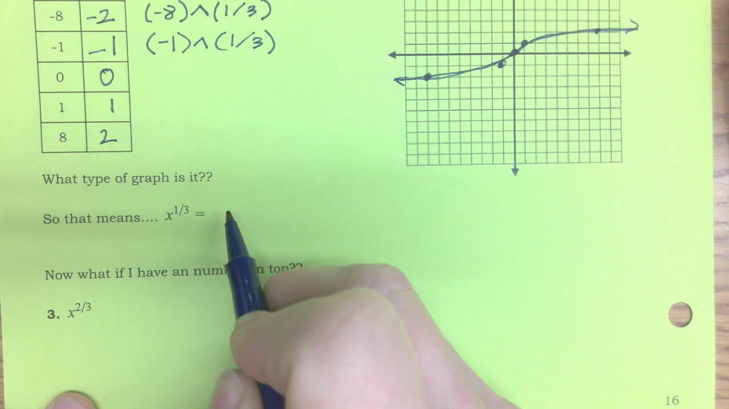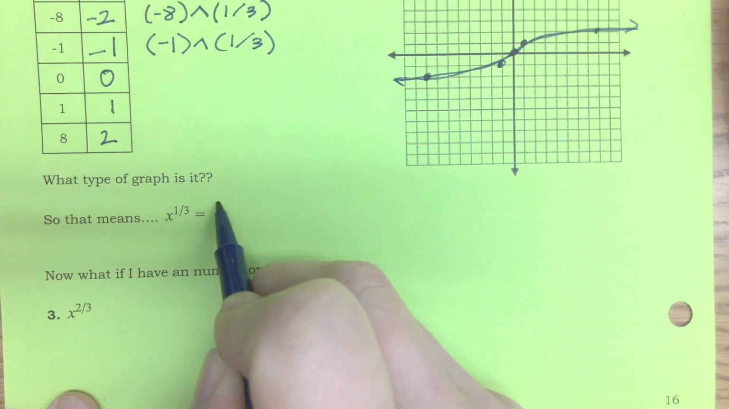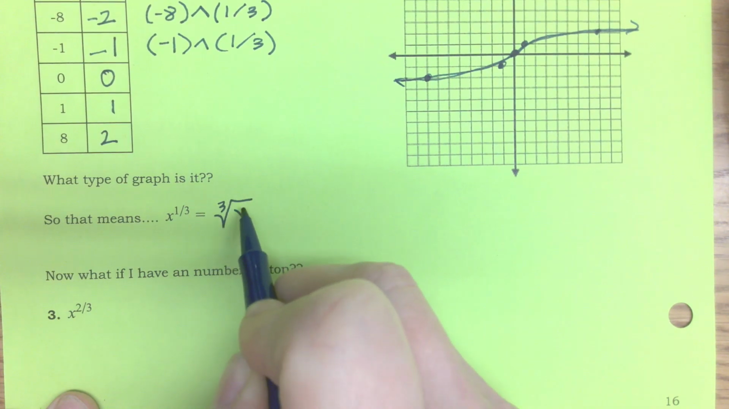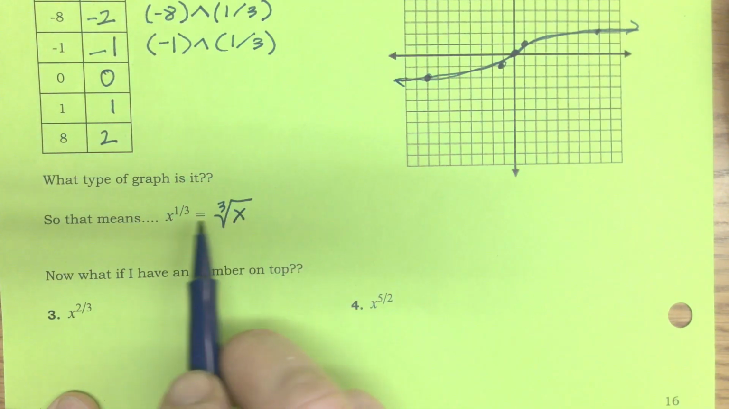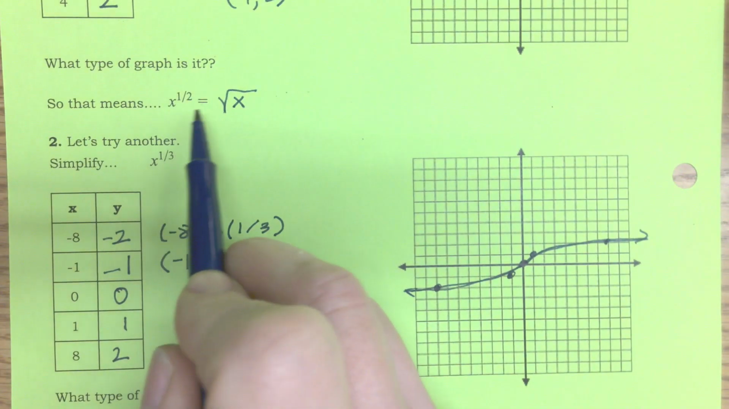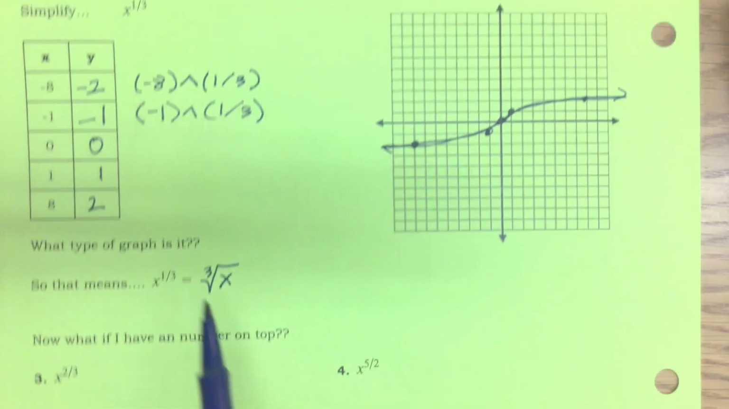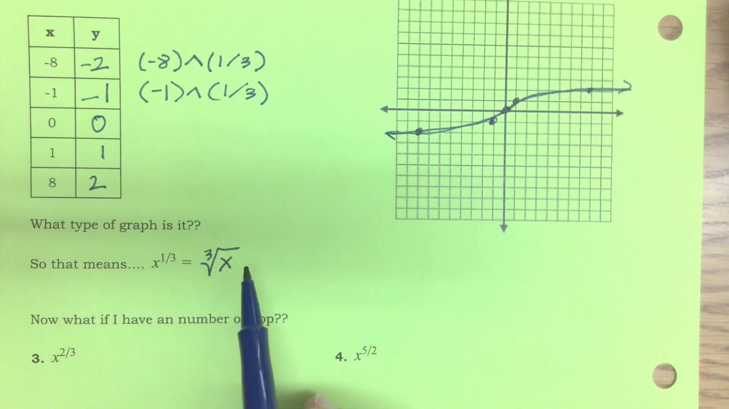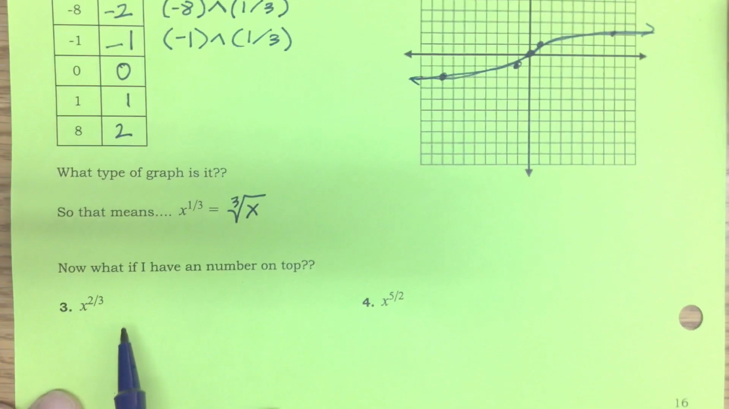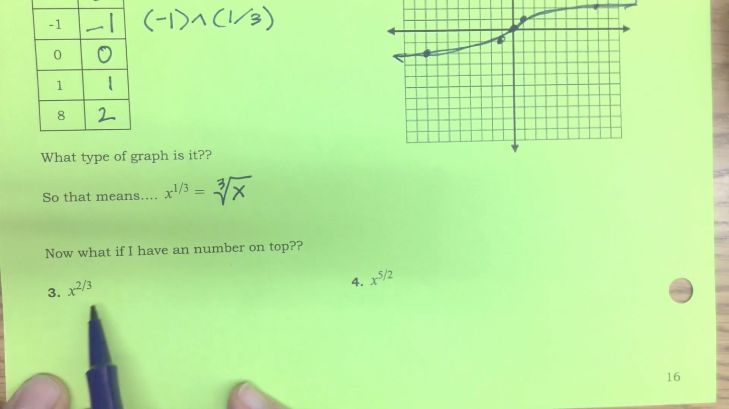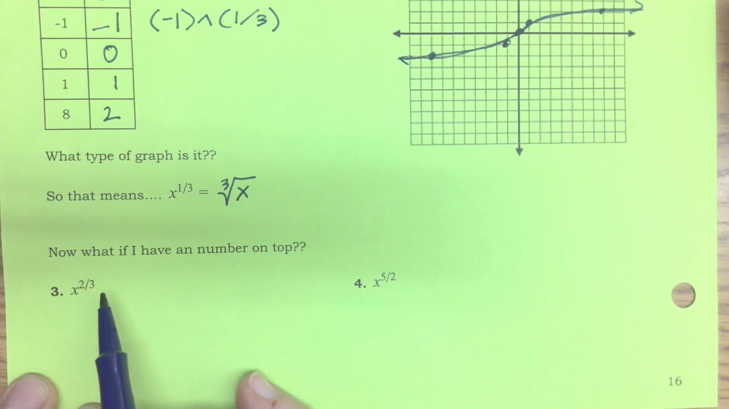Which one was the snake? Cube root. Nice. That was the cube root. That was this one. So x to the 1/3 is equivalent to the cube root. Okay, so knowing that x to the 1/2 is equal to the square root, x to the 1/3 is equal to the cube root, what would you expect x to the 2/3 is equal to?